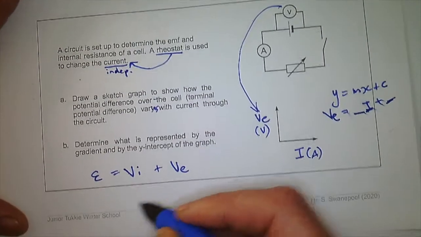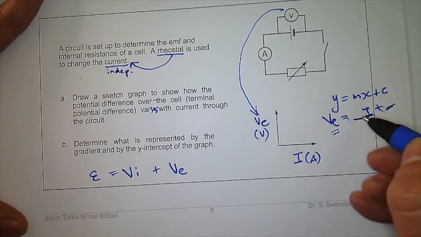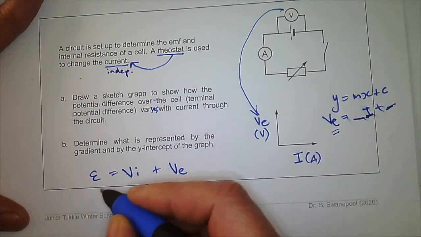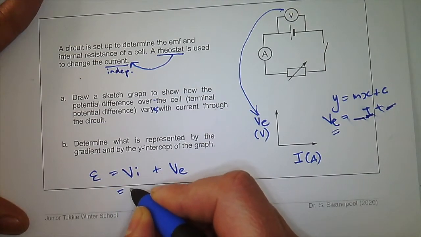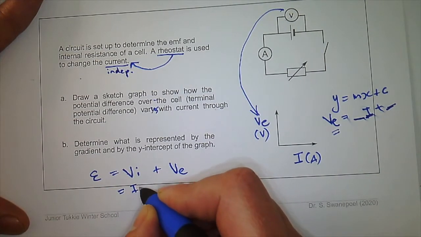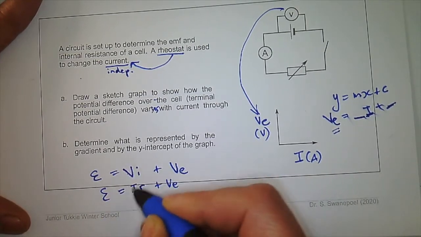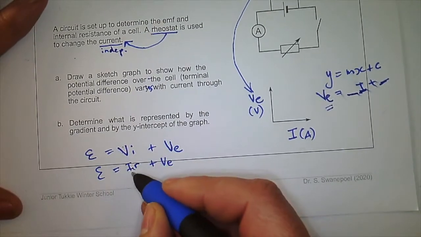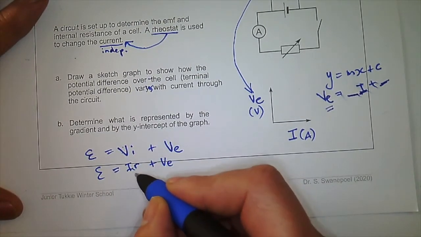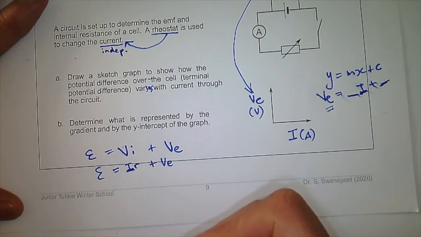Now, if you look at this one, I want the VE there, right? And I want I. Now, how can I get an I in there? EMF is just a constant. So this will be I times R plus VE. You are replacing this with Ohm's law, right? Using Ohm's law to replace V with I times R. And that R is obviously the internal resistance.